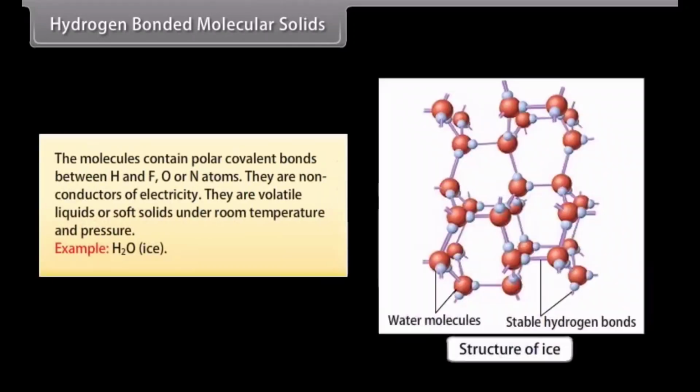Hydrogen-bonded molecular solids. The molecules contain polar covalent bonds between H and F, O, or N atoms. They are non-conductors of electricity. They are volatile liquids or soft solids at room temperature and pressure. Example: H2O, ice.